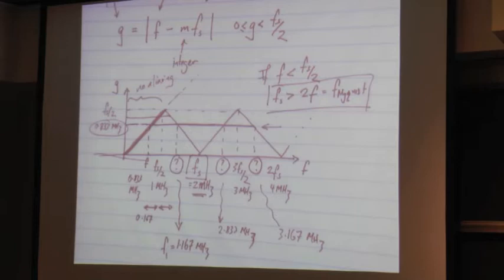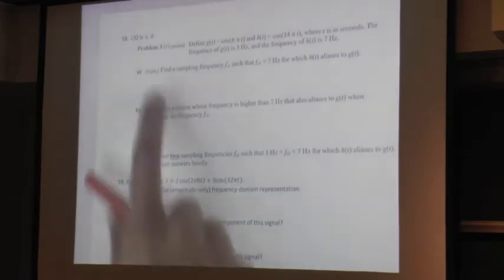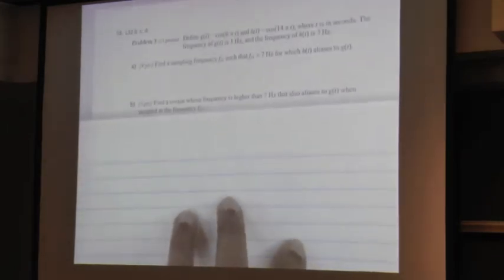Right. So on the very last page of the packet, we have a bunch of questions. Which one am I going to do? Okay, yeah, what's labeled here is problem 3, so the one at the top. There's no room for this, so I'm going to have to use this again. So the question defines g of t to be cosine 6 pi t, and h of t to be cosine 14 pi t, where t is in seconds.